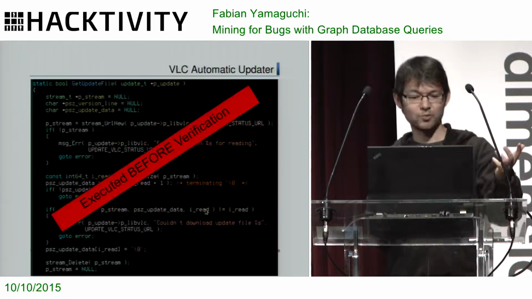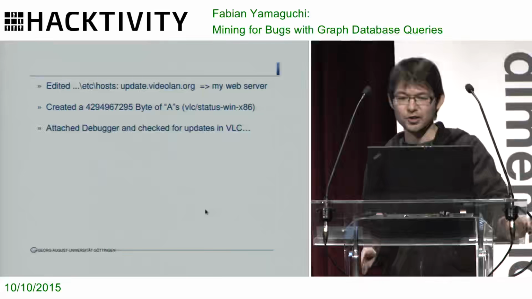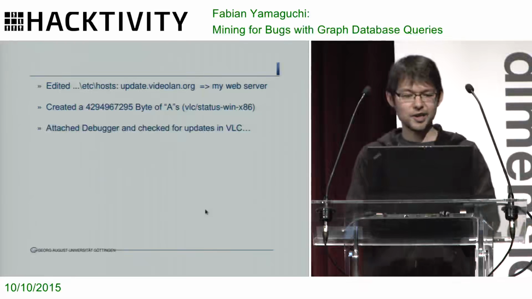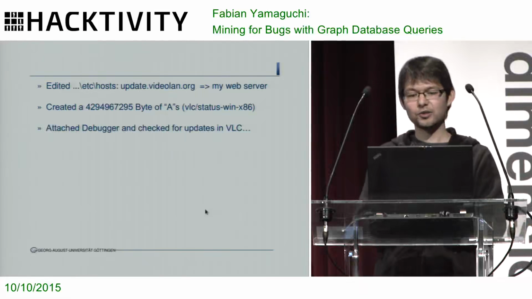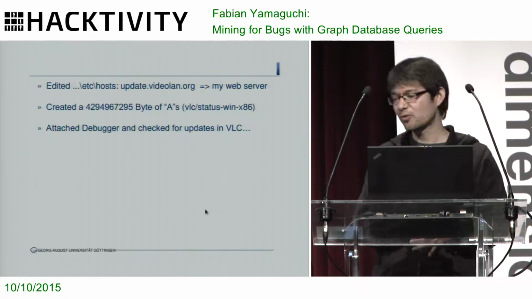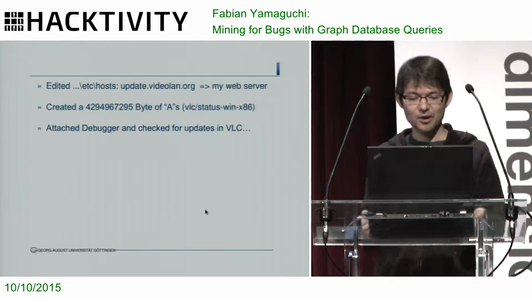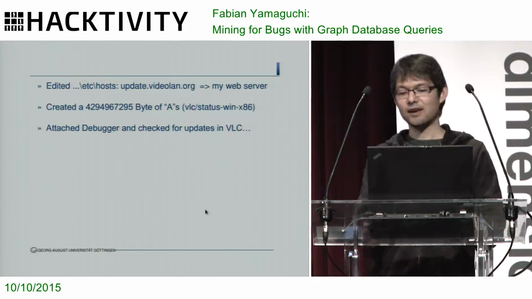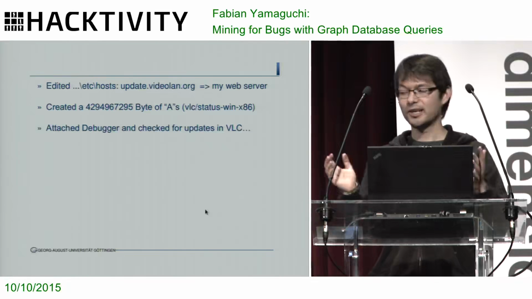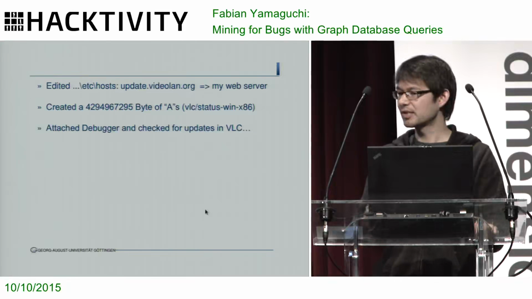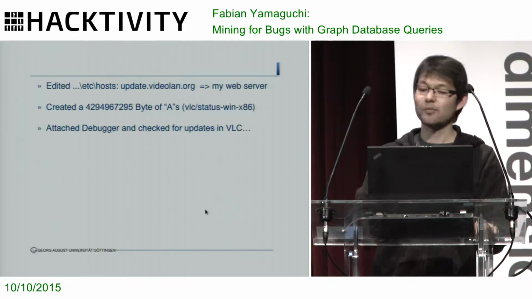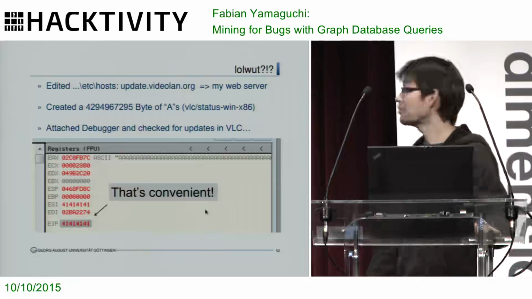All right, so executed before verification, just said that. So I tracked this out. I edited /etc/hosts to point update.videolan.org to my personal web server, and I created a file with max int size containing all A's. I attached the debugger to VLC, I checked for updates, and here's what happens.